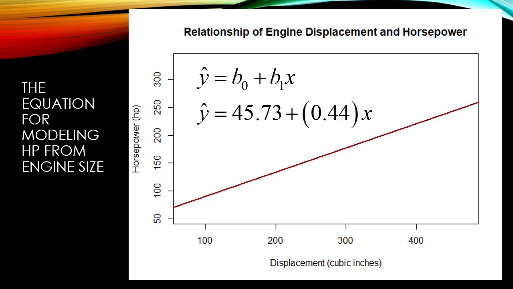For example, here's the linear regression equation that relates engine displacement to horsepower. The variable x stands for displacement, the explanatory variable, and y hat is the predicted response, power, given in horsepower. If I plug in any value for x, let's say 200, I can calculate y hat. Let me use R to do this.